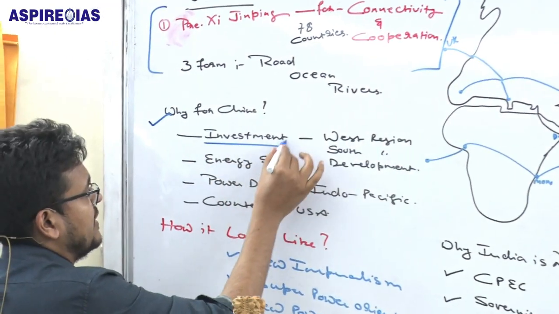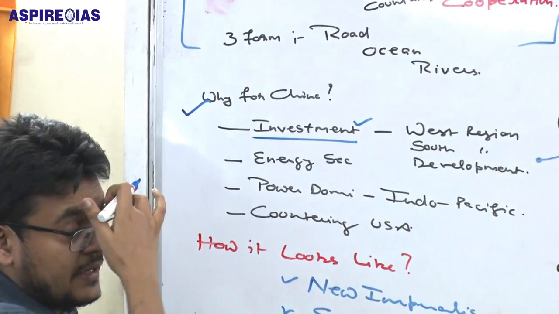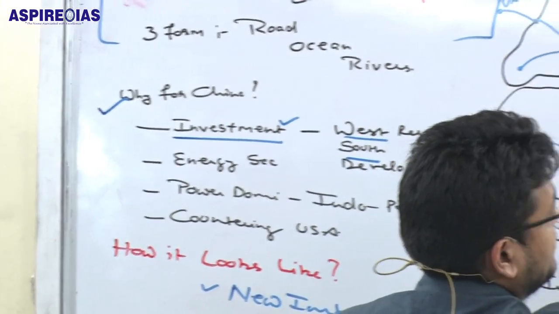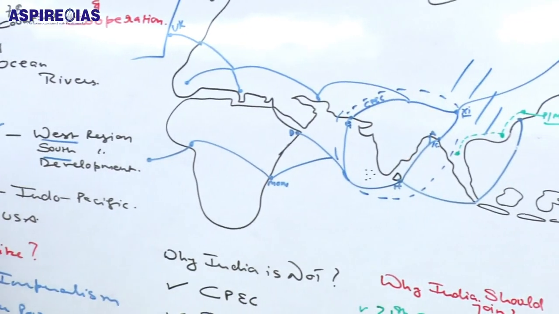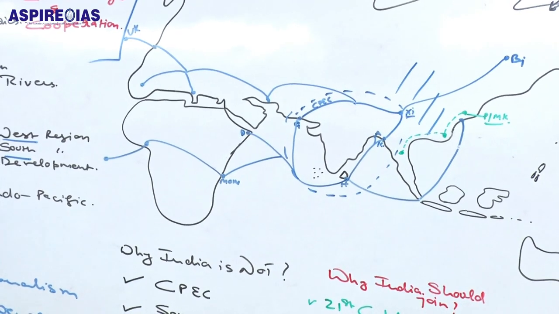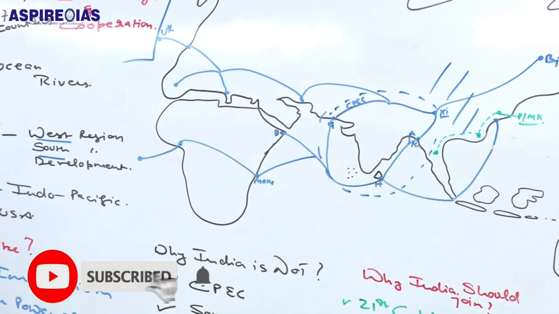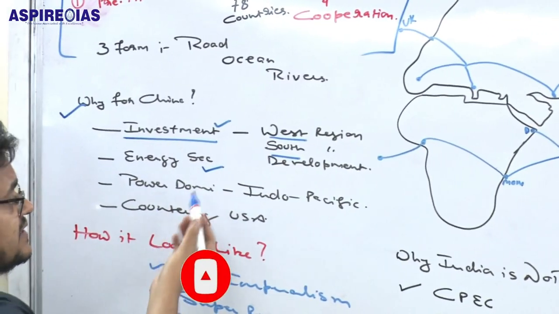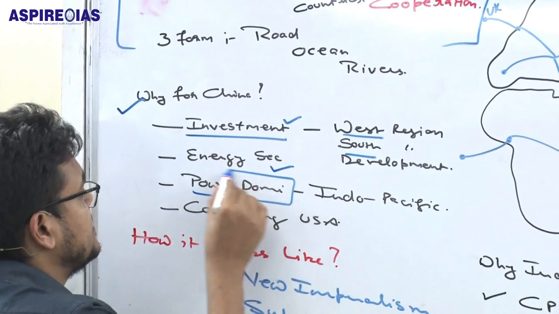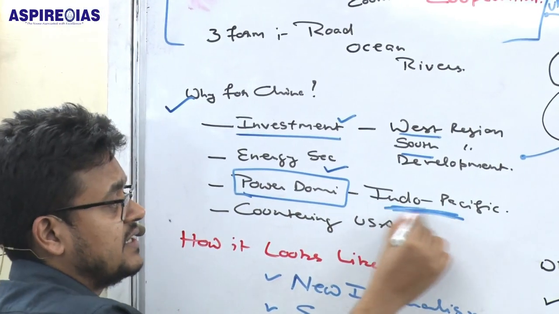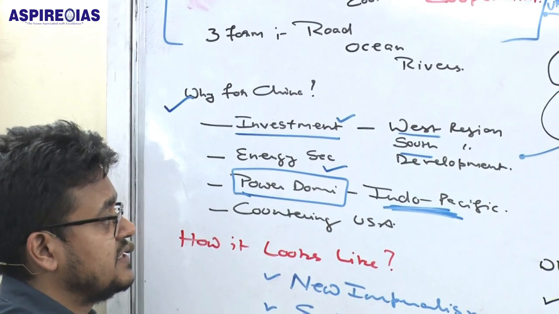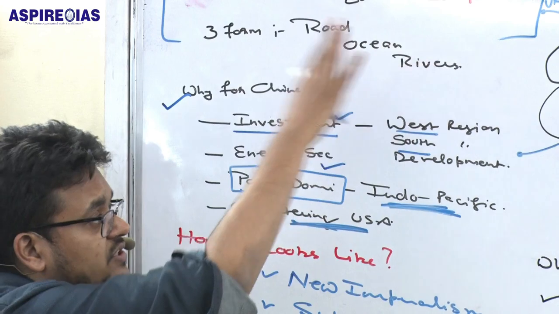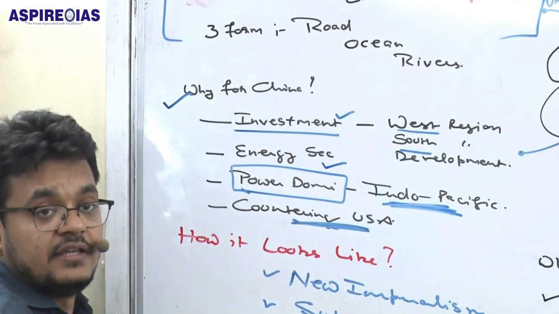China is doing this for increasing investment. China also wants to develop her west and southern region, which is very underdeveloped. This region of China is highly underdeveloped, and that's why China wants to develop it. Maybe you heard about the Uyghur region. Then China is pursuing this OBR policy for energy security, power dominance in the Indo-Pacific region, and countering the USA. So these are some of the policy measures by which China is doing this initiative.